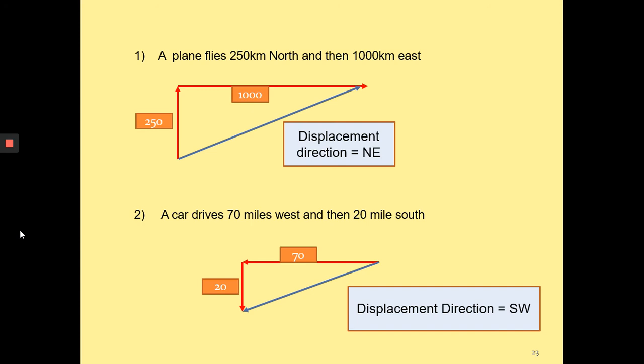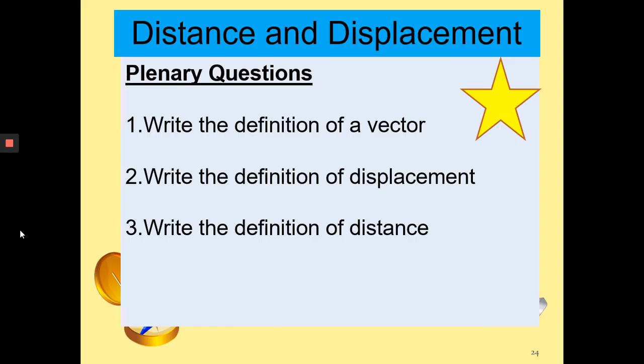Right, we've done an awful lot today, and I think we've matched all of our objectives. So last but not least, let's see if you can remember the definitions of those three really important things there. What is a vector? What is displacement? What is distance? Pause the video and write your answers.